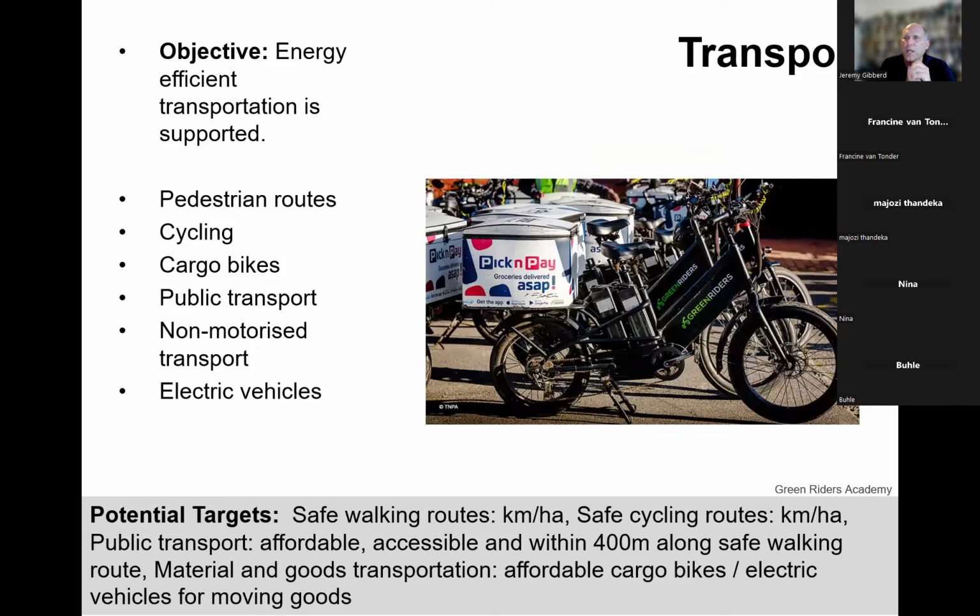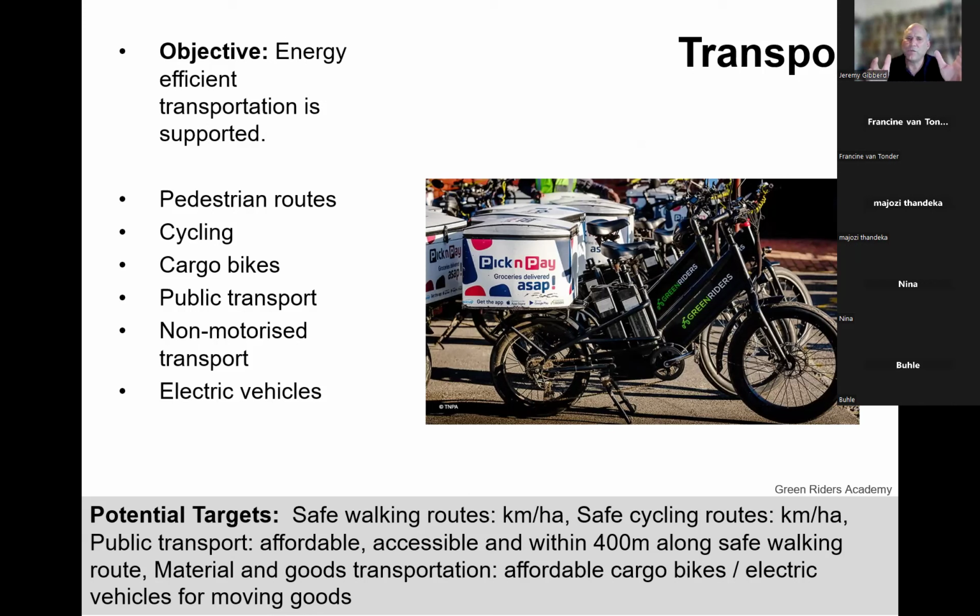We're now moving to economic systems. So people like to move around, they need to move goods around. And what you're trying to do is make that very energy efficient and so hopefully also support health. So mobility in terms of walking and cycling, using cargo bikes where you move goods around using non-motorized transport, electric motorbikes, electric vehicles.